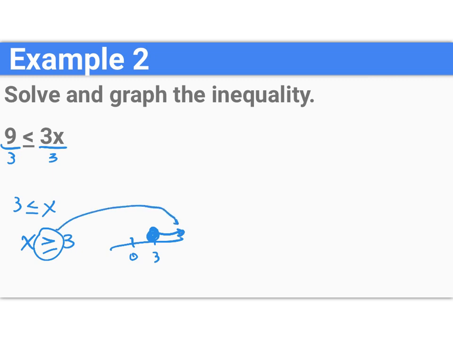arrow. And whether it's underlined tells you whether to open or close the circle. An underline includes the number 3 as part of the solution. A closed circle includes the 3 as part of the solution. Okay, so those were our two examples for this video. Try to do the problems, and I will see you at the end of the video for a recap.